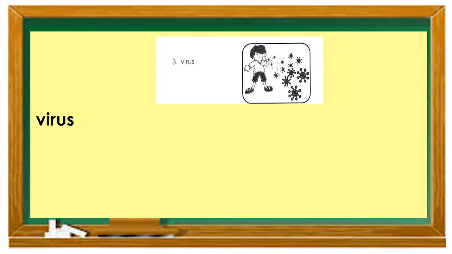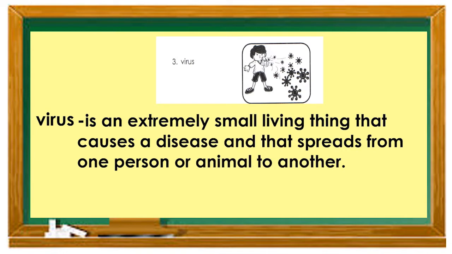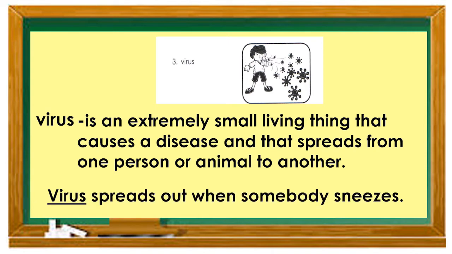Third word is virus. Say it again. Virus. Virus is an extremely small living thing that causes a disease and that spread from one person or animal to another, just like coronavirus, that affects different people in different ways, not only in our country but all over the world. In the picture, virus spreads out when somebody sneezes. So cover your mouth or face when you cough or sneeze. So, keep safe, everyone!